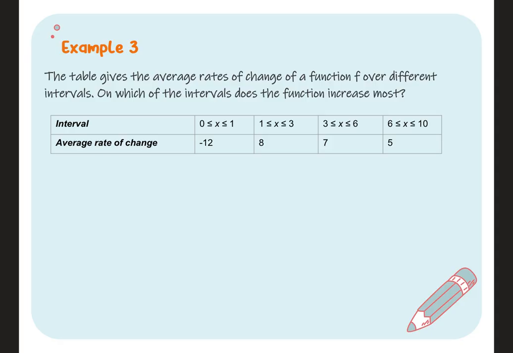All right, example 3 says the table gives the average rates of change of a function f over different intervals. On which of the intervals does the function increase the most? So if you look at your chart, it gives you the interval and then it gives you the average rate of change. From 0 to 1, it's negative 12. From 1 to 3, it's 8. From 3 to 6, it's 7. From 6 to 10, it's 5. The question is, on which of these intervals does it increase the most?